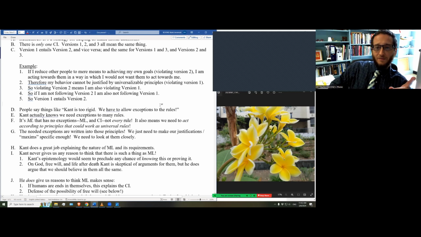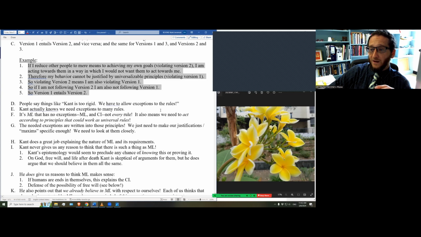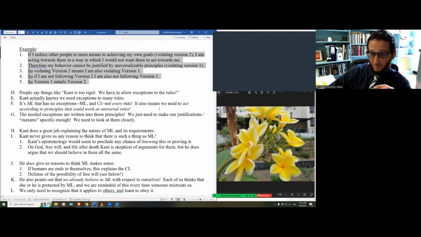If I am treating other people as mere means to the status of my own ends, I'm using them in a way I would not want other people to use me, which means my actions are not following principles that I can wish would be universalizable. And that means that every time I violate version 2 of the categorical imperative, I'm also violating version 1. Oh, hang on. What about the time when I'm using myself as a means to an end? I'm reducing myself as a means to the end of achieving something.